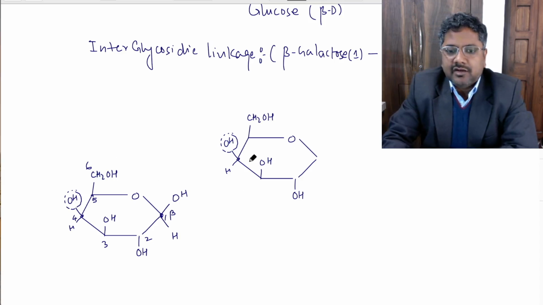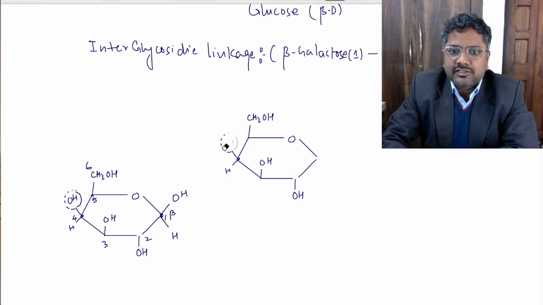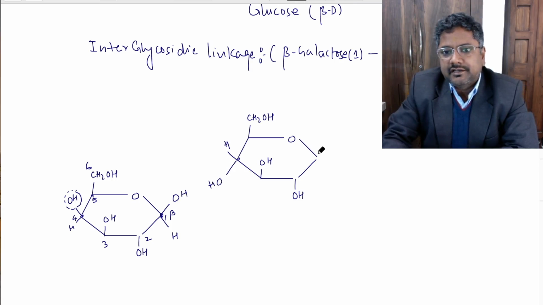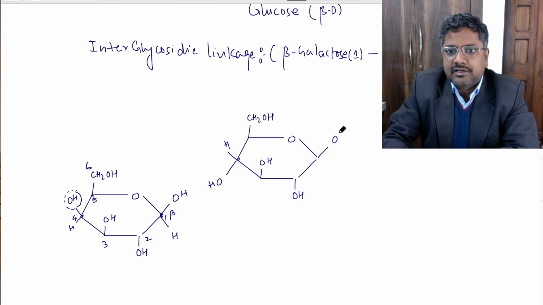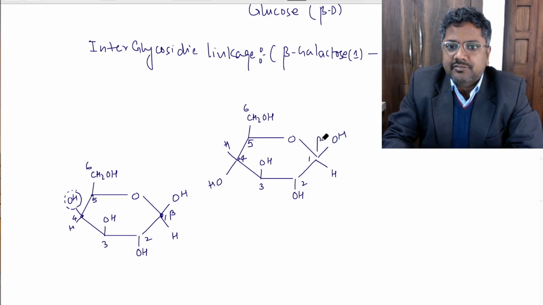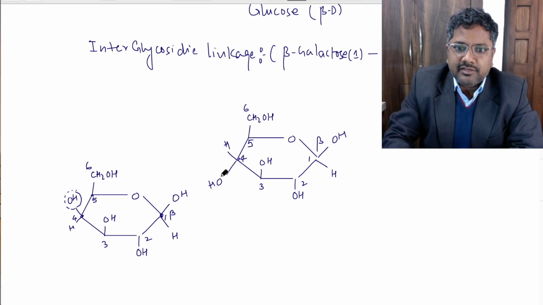So this is beta. Now this unit is glucose. So if it is glucose, this OH must be down, like this. And this is beta. This is carbon number 1, 2, 3, 4, 5, 6, right? So this is glucose unit, and this is beta anomer. Now here interglycosidic linkage will take place between these two.